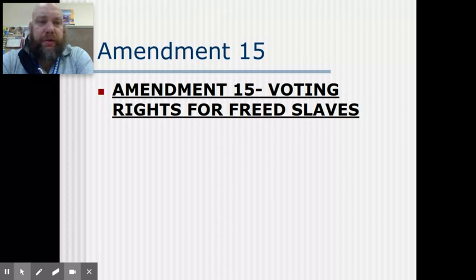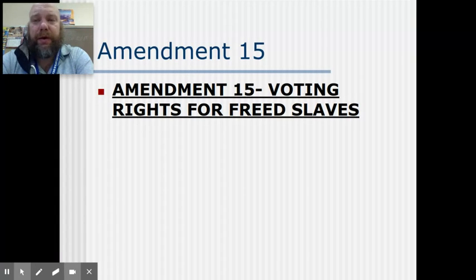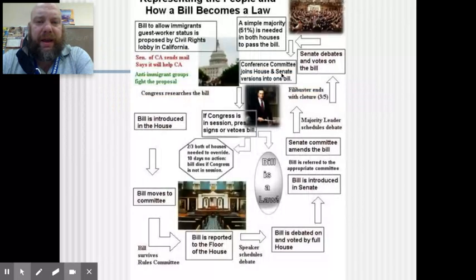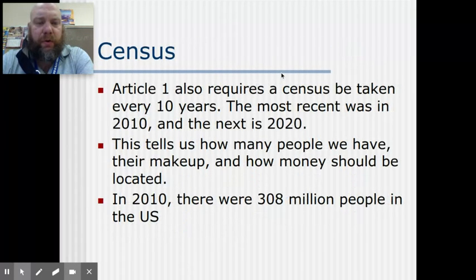And the 15th Amendment gave freed slaves full voting, what the word is suffrage, full voting and suffrage rights. So 13, 14, and 15 all deal with post-Civil War America, where we were making new rules and amendments to deal with people that had been enslaved and set free. So there are your amendments 11 through 15.